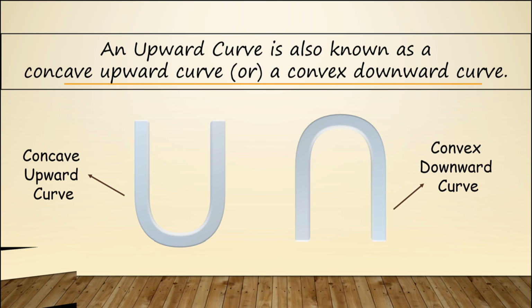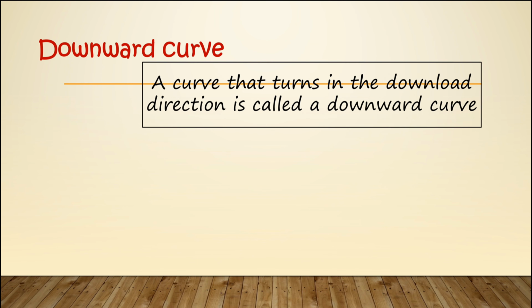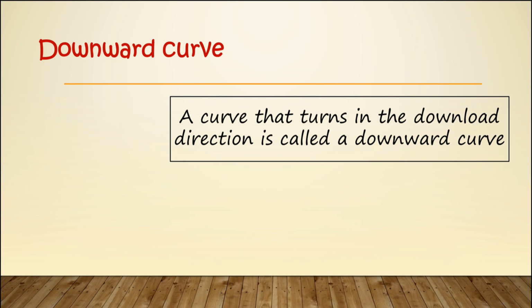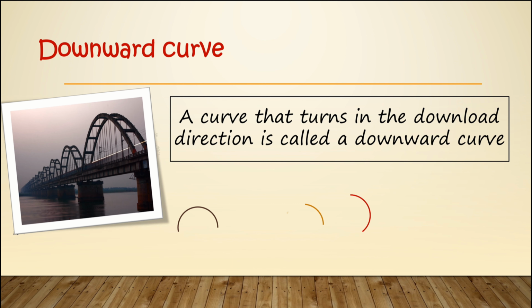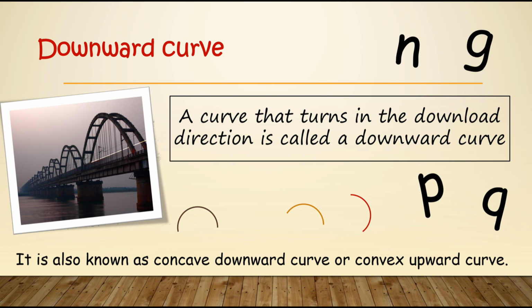Now let us move to the next type. What is a downward curve? A curve that turns in the downward direction is called a downward curve. If you observe the screen, you can see how a downward curve is drawn in different ways. It is also known as a concave downward curve or a convex upward curve. Now, let us move to the next type of curve.